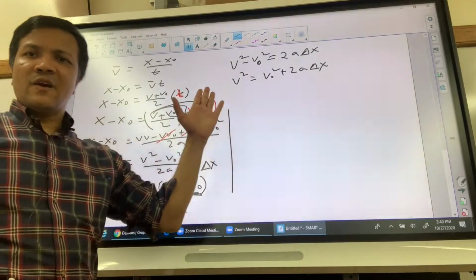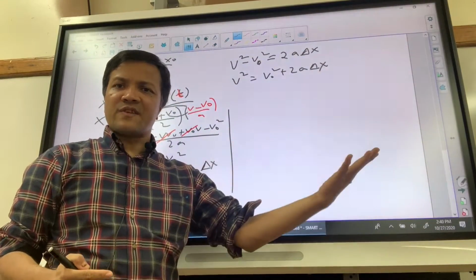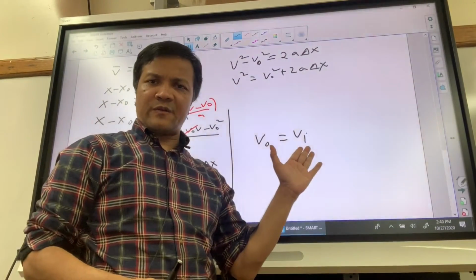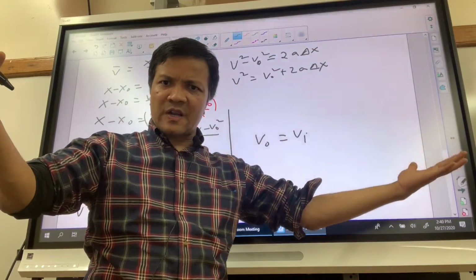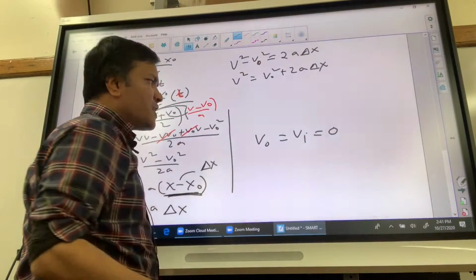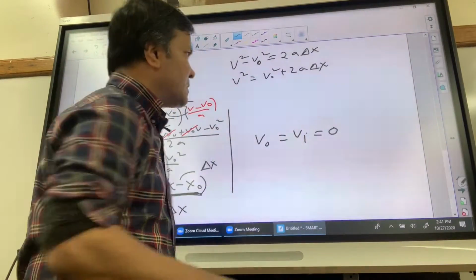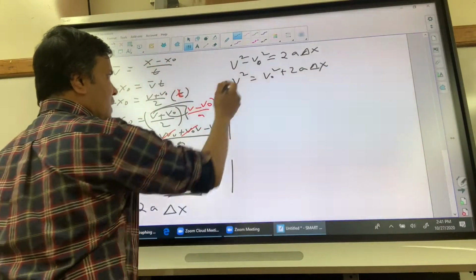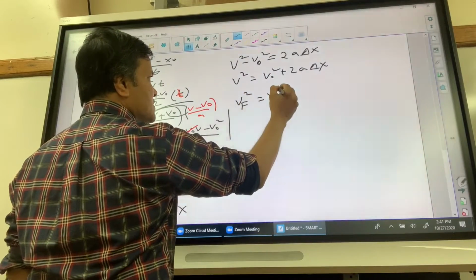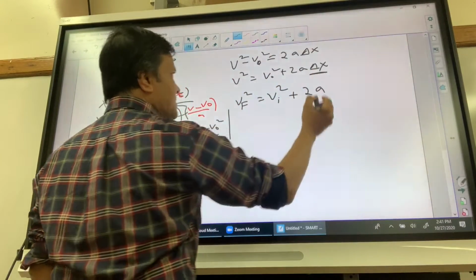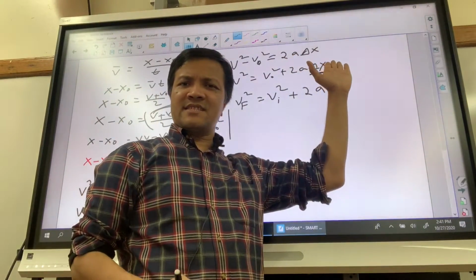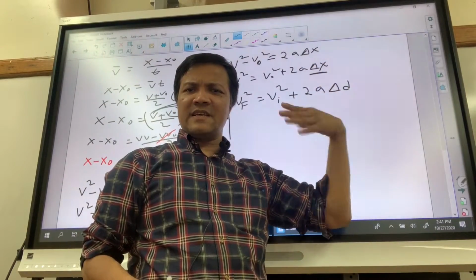As you see, v naught and v initial, they are the same thing. Sometimes we call it v naught, sometimes we call it v initial. Some books call it v initial and some books call it v naught. Most of the time v naught or v initial is 0. Okay. So then instead of v we can call it v final square is equal to v initial square plus 2a. Instead of delta x, we can call it delta d, since the SI unit for x is meter and the SI unit for d is also meter.